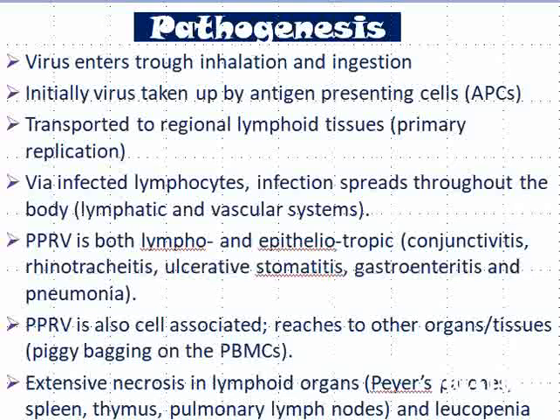The virus has also been found to induce apoptosis in peripheral blood mononuclear cells, and this is how it produces various ulcerative erosive lesions in different organs, as well as damages the lymphoid organs and leads to immunosuppression.